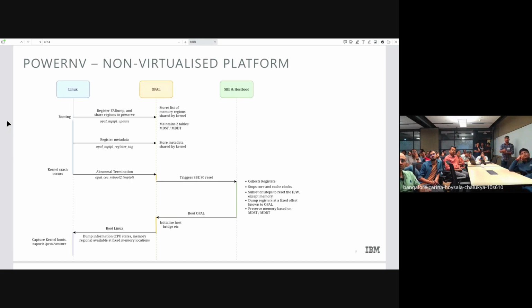This way, in PowerNV, it goes through this flow where it registers. Again, it has multiple register calls if you see, for different things. So there is a special feature called metadata that OPAL supports. So that also is used. Then abnormal termination. And then OPAL, what it does is it goes back to the start, like, you can say it's like square one.